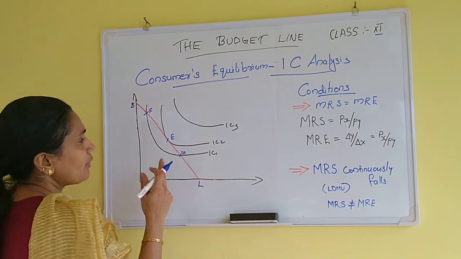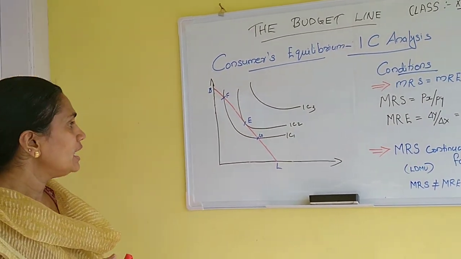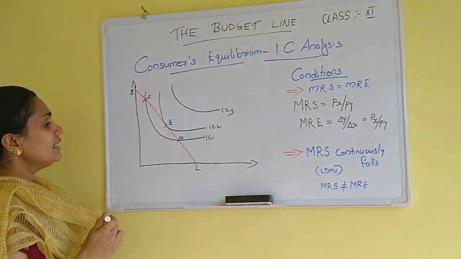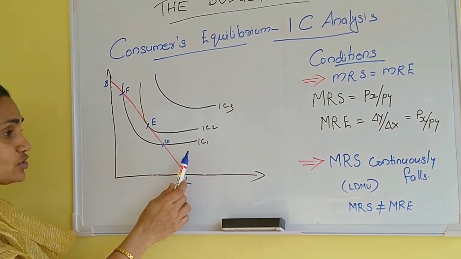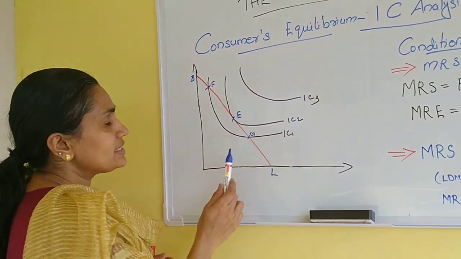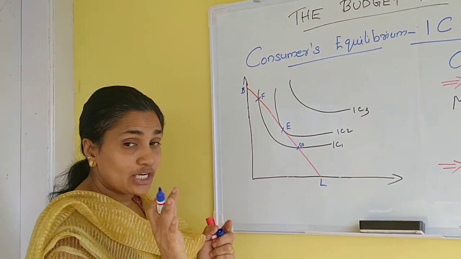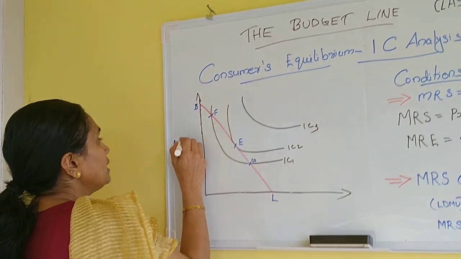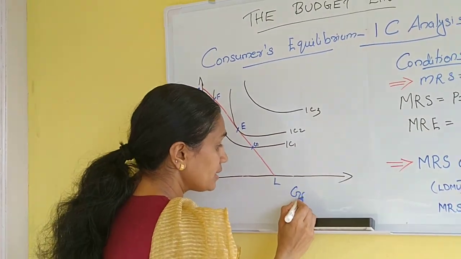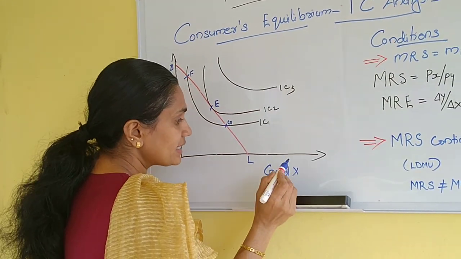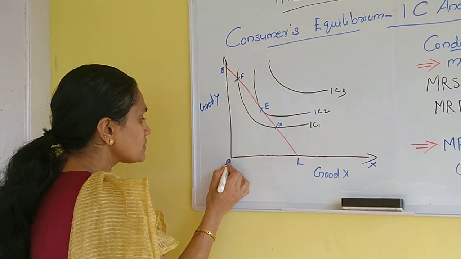Come back to our consumer's equilibrium, I will explain with the help of the diagram. Indifference curve and budget line. You know what is indifference curve? Downward sloping curve, convex to the origin. And there we can see the various combinations of two goods. In economics, I want to tell you that when you are drawing the diagram, labeling is very important. So y-axis represents good Y, x-axis represents good X, and this is origin.